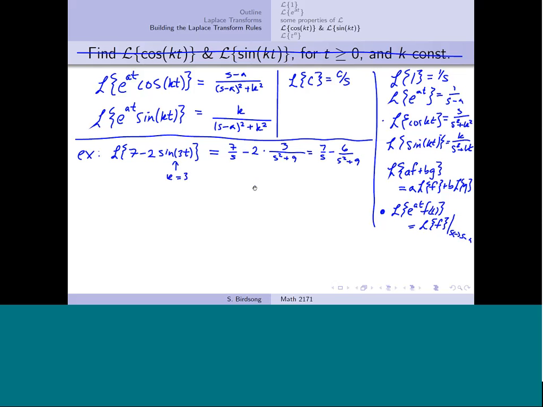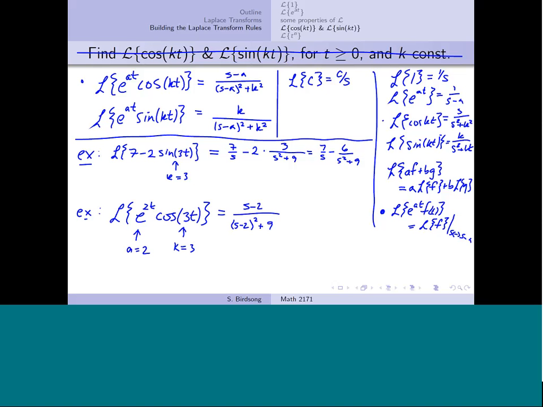Okay. And that's it. The only one that gets slightly more interesting, and I'll end on this example, just so we don't forget what we were doing. Suppose you have this guy. Here, key things. Your k is still 3. Your a, your coefficient on the t, is 2. We're going to apply the formula right up there at the top. So we'll have s minus 2, s minus 2 squared, plus 3 squared, or plus 9. That's it. That's how you use these guys.